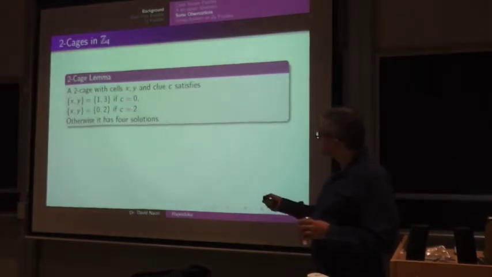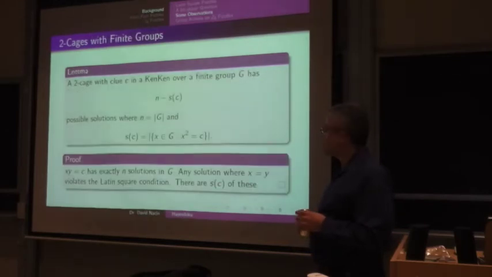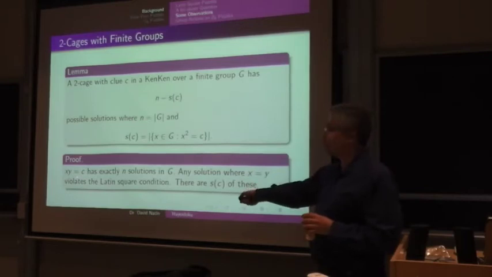Now, if our clue is 0, we're going to end up with... Could you go back one slide? I'm sorry, I missed that last bit there. So your group is multiplicative or additive? Our group is going to be additive, but this is a statement over any finite group. So I wrote this as x times y equals c.